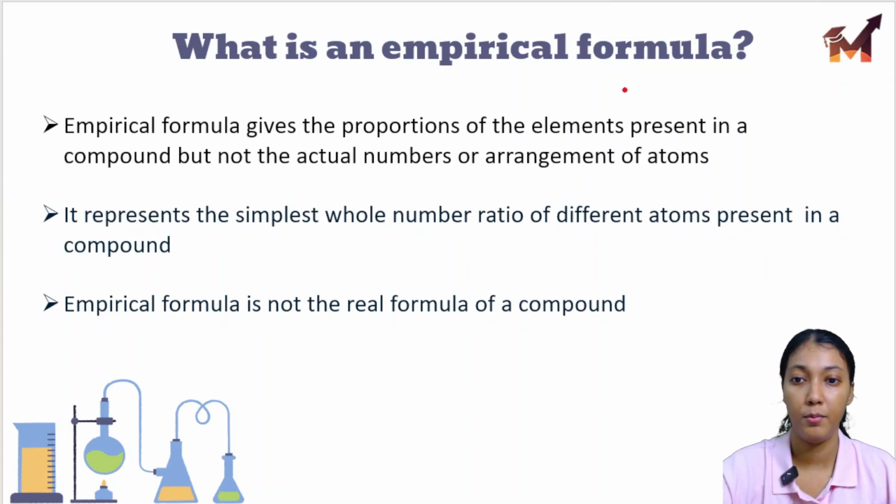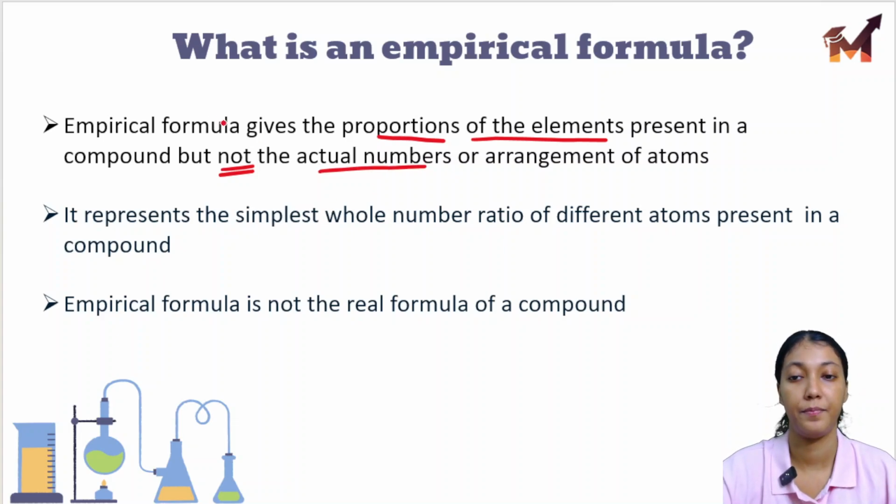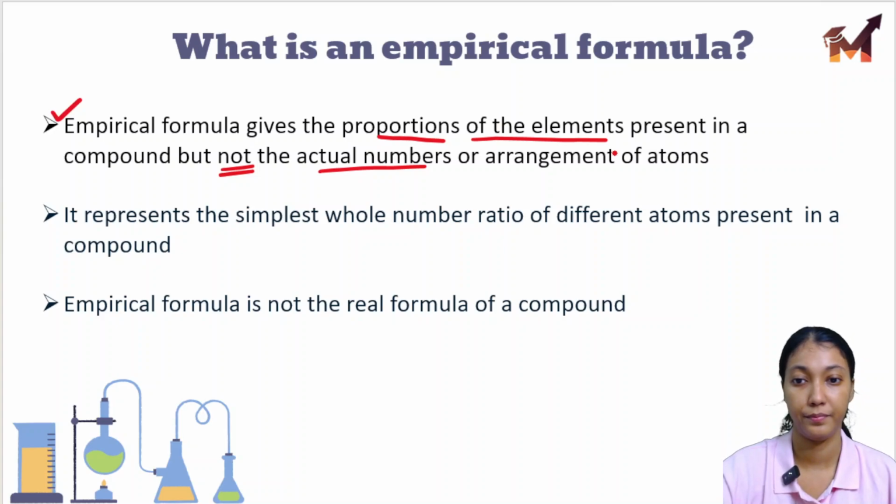So what is an empirical formula? Empirical formula gives the proportions of the elements present in a compound but not the actual number or the arrangement of atoms. It means empirical formula is derived from the molecular formula, but it is not the real formula. It will give us a ratio of the elements present in that compound. It will not give us the exact number of atoms present in the compound, but it will give us a simple ratio in which the elements are present.